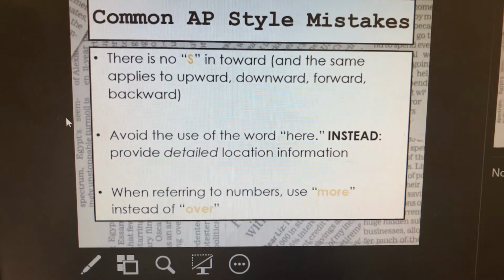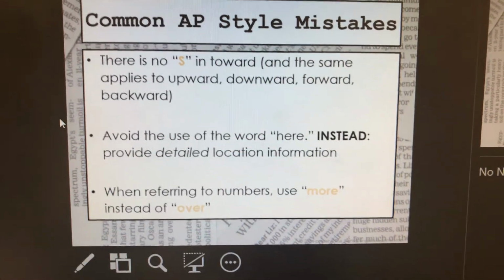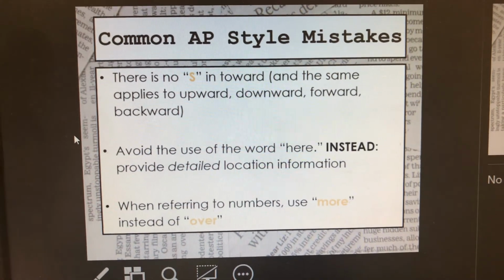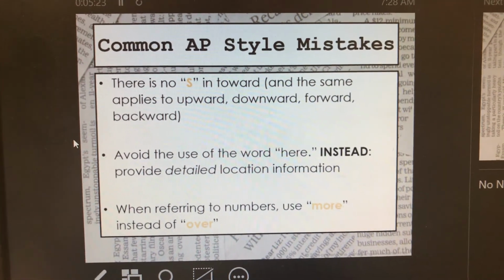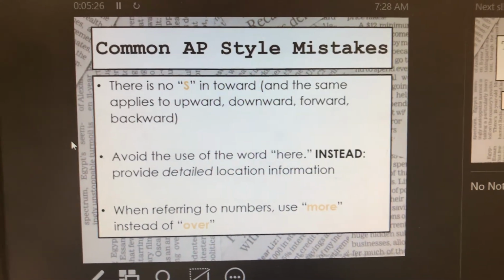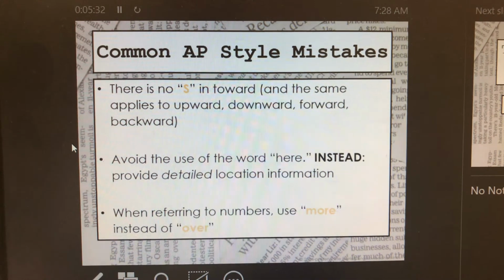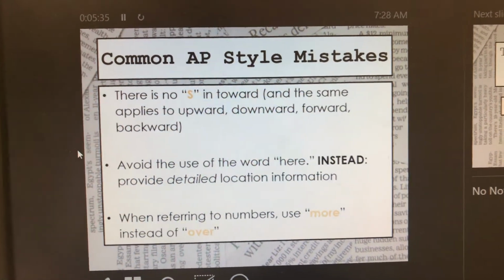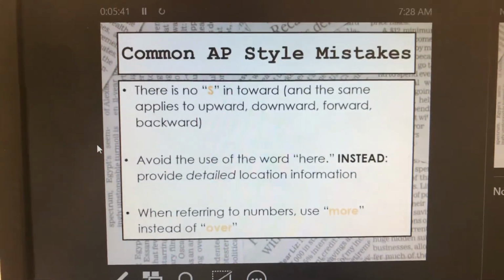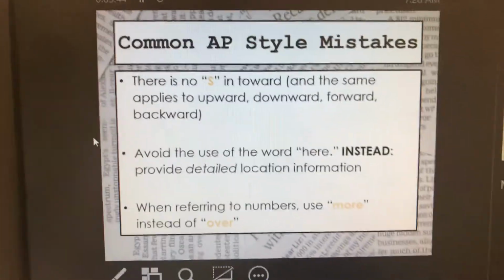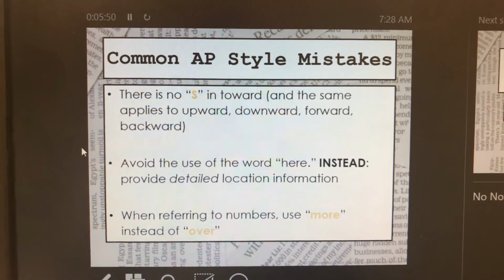Now, when we refer to our numbers, we want to use more than instead of over. And what that means is, maybe we don't have the exact numbers for an event or for a news story. Instead of saying there are over 100 people at this event, it is better for us, according to AP Style, to write, we have more than 100 people at the event. Because over as a preposition means on top of or above, whereas more means greater in number. So we want to say that we have more than 100 people as opposed to over 100 people.